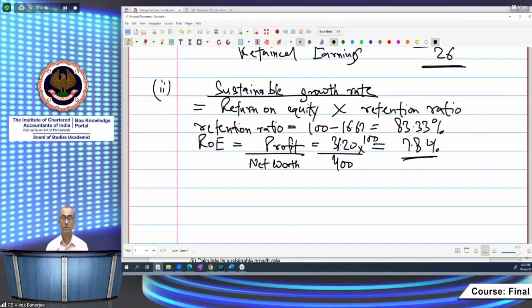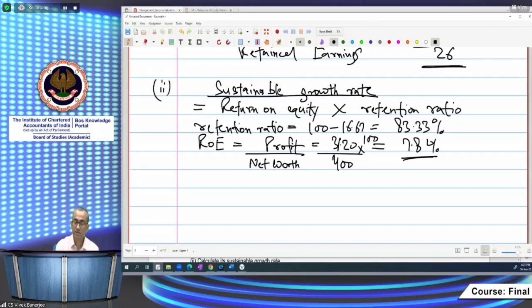So now we have found the return. Now we have found the retention ratio, which is 83.33%, and retention ratio is 100 minus dividend payout ratio, which is 16.67%. And ROE, return on equity, we have calculated as profit upon net worth, which is 7.8%.